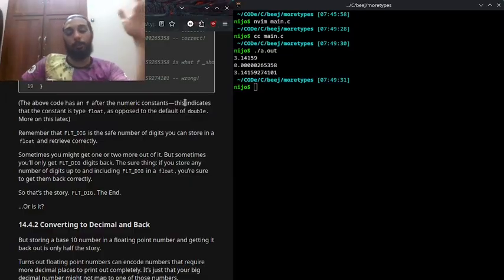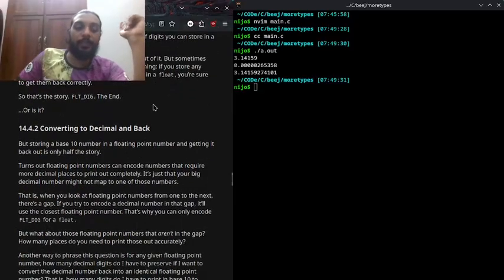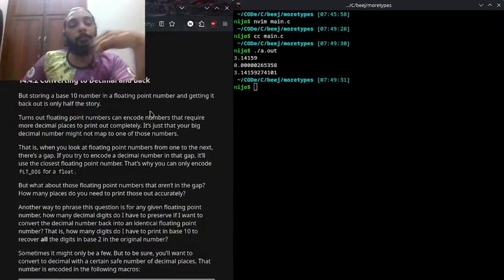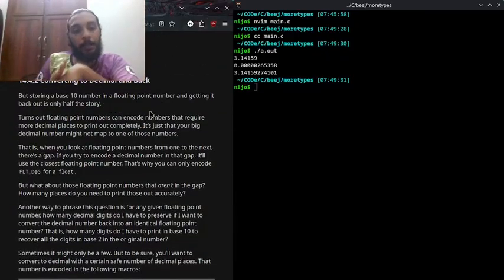So that's the story, FLT_DIG, the end? Or is it? Converting to a decimal and back, but storing a base 10 number in a floating point number and getting it back is only half the story. Turns out floating point numbers can encode numbers that require more decimal places to print out completely. It's just that your big decimal number might not map to one of those numbers.